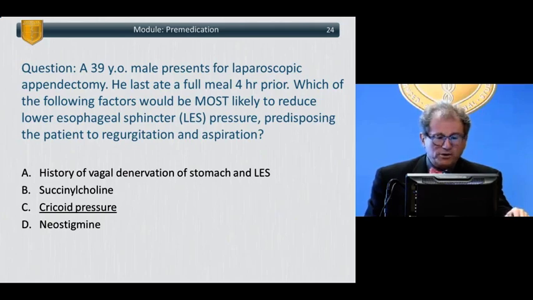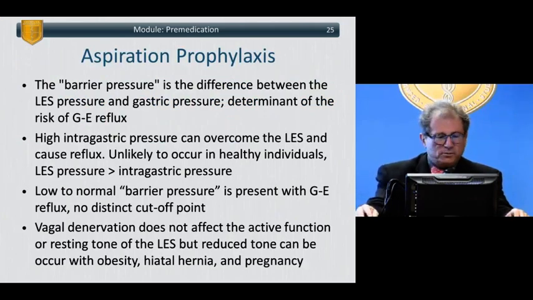Which of the following factors would be most likely to reduce lower esophageal sphincter pressure and predispose to regurgitation? The answer is cricoid pressure. Even though you may not think it should be, it is.